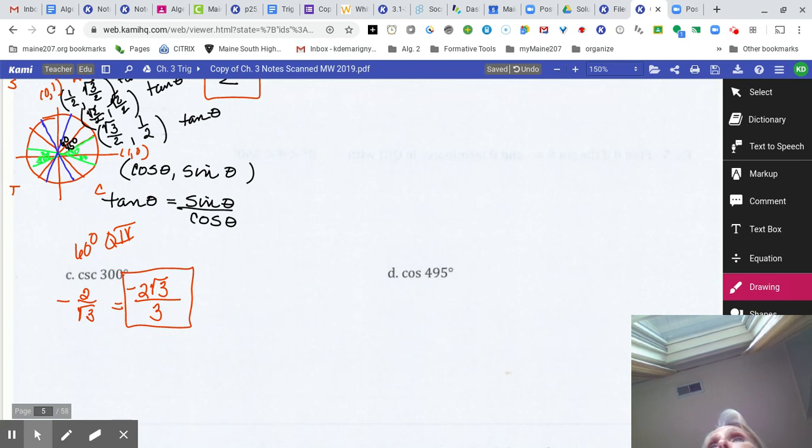Do them as quickly as you'd like. Take a little more time, especially during this e-learning time. And just make sure that you are very good at understanding the references here. Next one, cosine of 495 degrees.